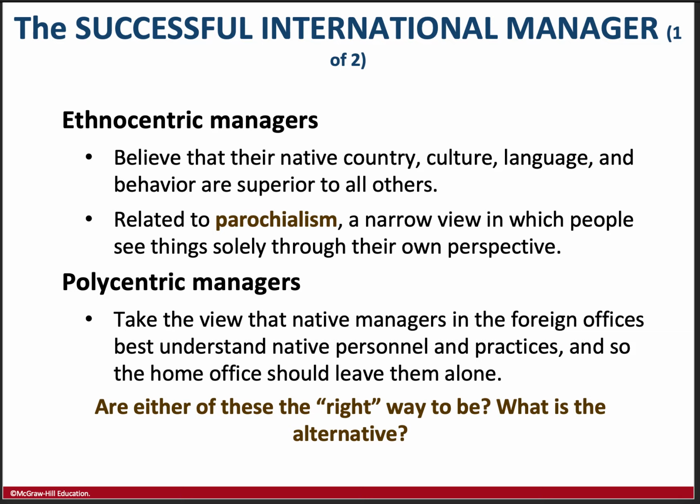When we look at the different types of managers and management styles, ethnocentric managers believe that their native country and culture and language and behavior are superior to all others. This is related to parochialism. It's a really narrow view in which people see things solely through their own perspective.